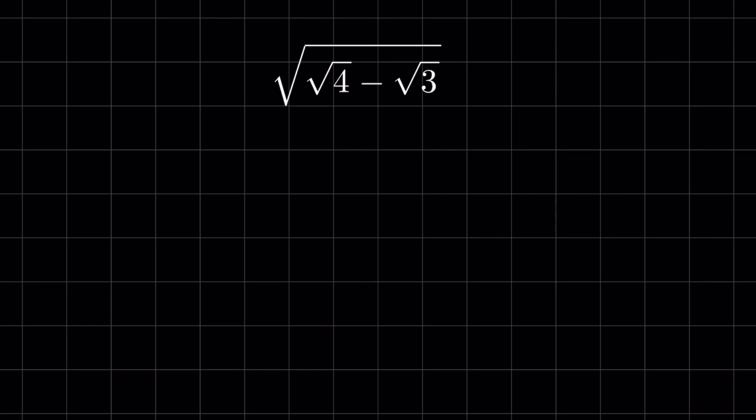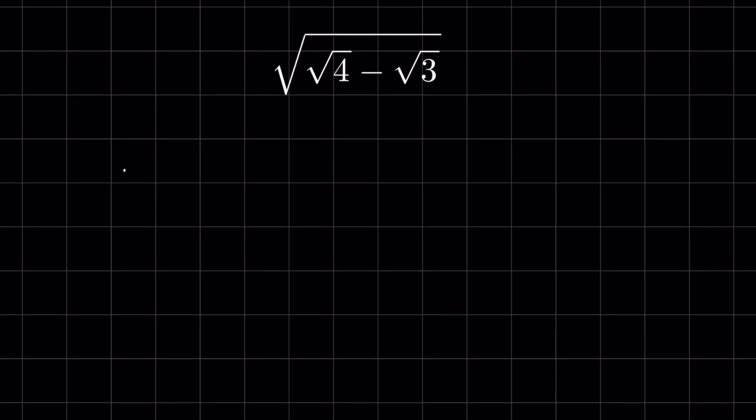Square root of 4 minus square root of 3, all under a square root. We have to simplify this. Now square root of 4 is 2, so we can write it as square root of 2 minus square root of 3. Now we need to remove this outer square root for simplification.